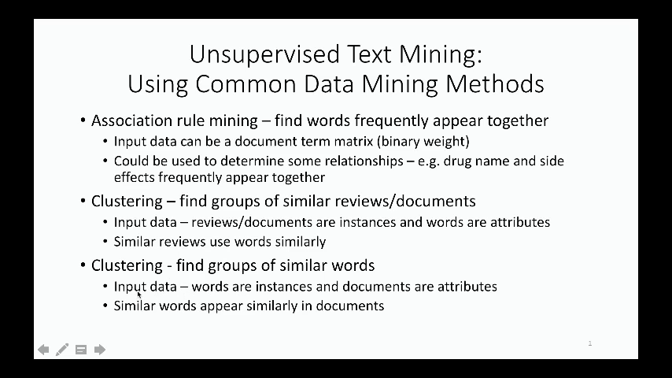Using this type of input data, you can use clustering to also find groups of similar words, not just groups of similar reviews or similar documents, because this could be interesting in a lot of applications. And again, clustering uses a distance function that calculates distances between different instances based on attributes, which are documents. Then similar words grouped using a clustering algorithm would mean that these words appear similarly in documents.